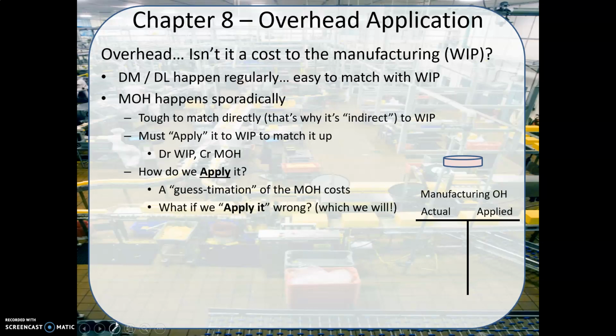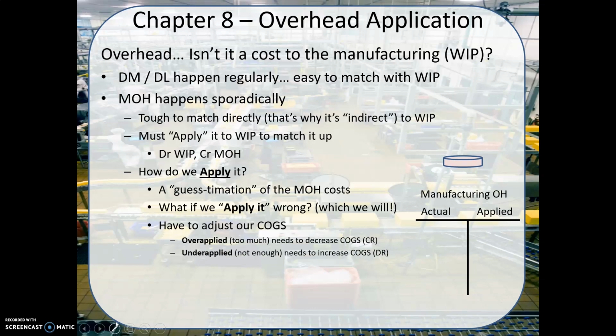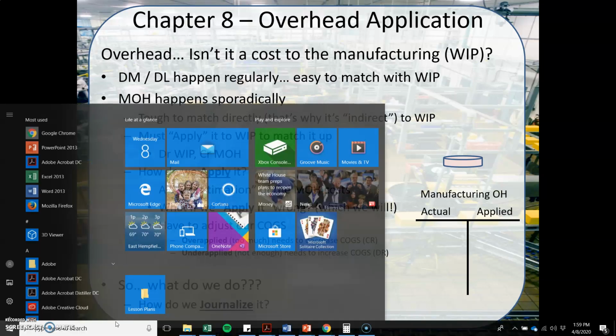If you apply it, it's basically guaranteed you're going to apply it wrong. And that's okay. What you do is you end up adjusting your cost of goods sold in the end. You hope you're close. If you're over-applied, it means you overestimated. You'll decrease your cost of goods sold. And if you're under-applied, then you need to increase cost of goods sold. So what do we do? How do we do the journal entry? Well, that's where this comes in now.